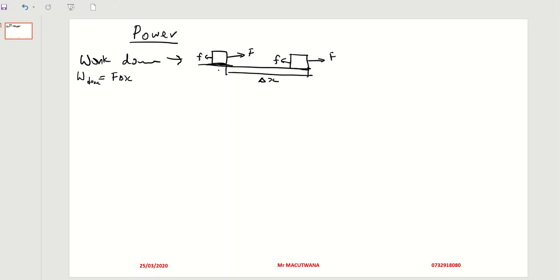Then if we can just make one change in this system, remember you have this object. Let's say this object is having the mass small letter m.